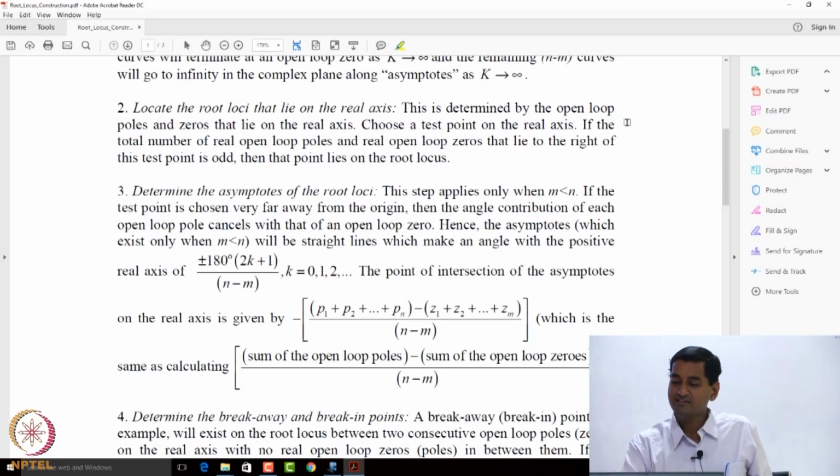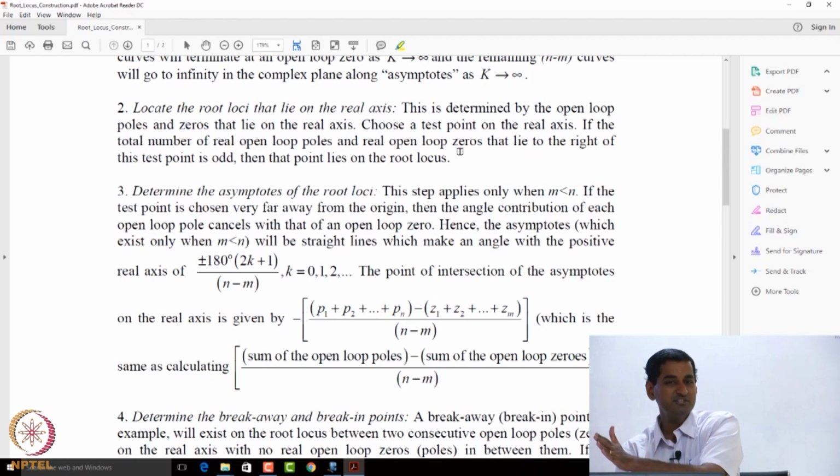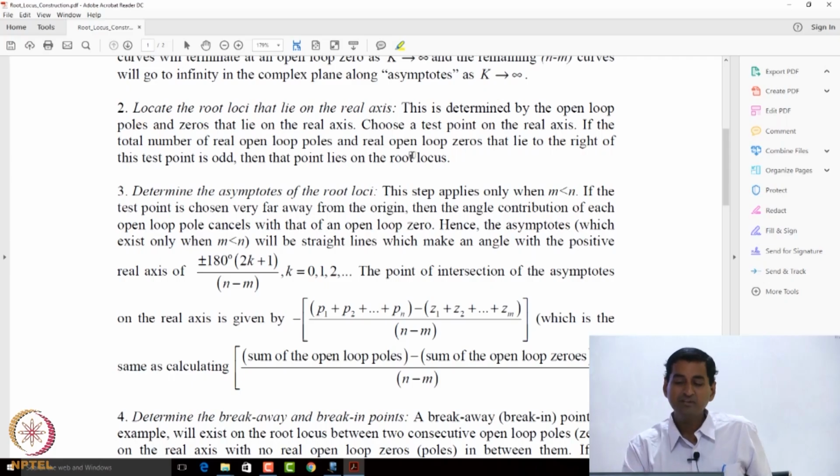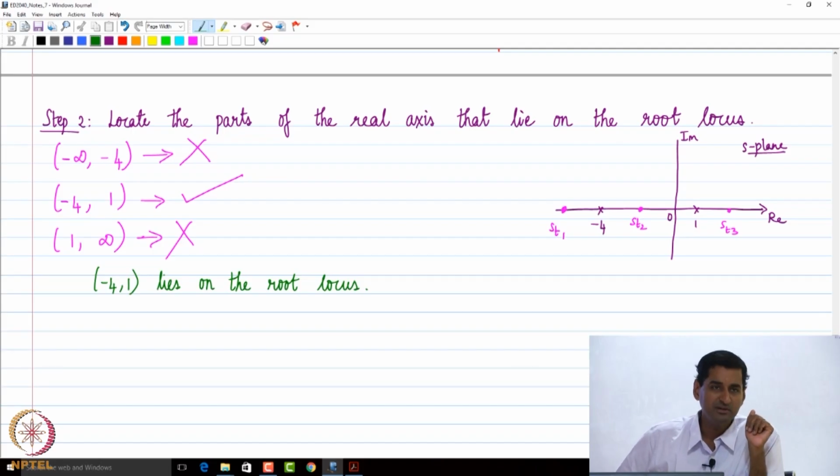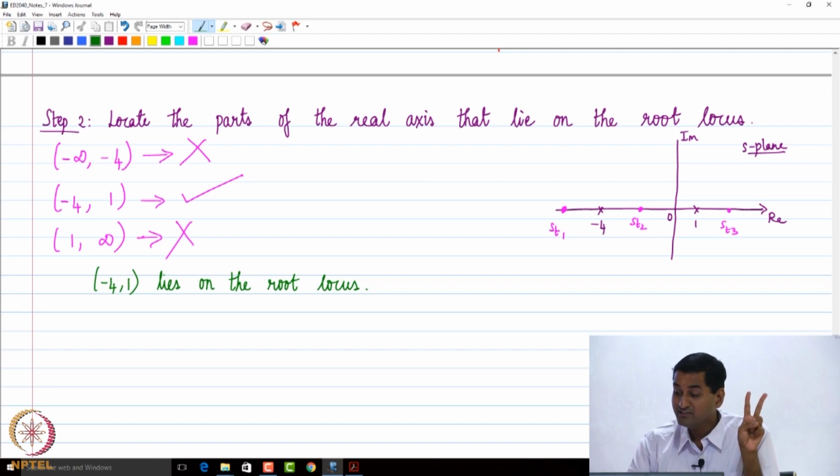What was the condition? Choose a test point on the real axis. If the total number of real open loop poles and real open loop zeros that lie to the right of this test point is odd, then that point lies on the root locus. If it were 0 or an even number, then that point is removed. So let's go to our example once again. Let's say you take ST1, look to the right of ST1 on the real axis. How many real open loop poles and real open loop zeros can we count? 2, right, -4 and +1 to the right of ST1.